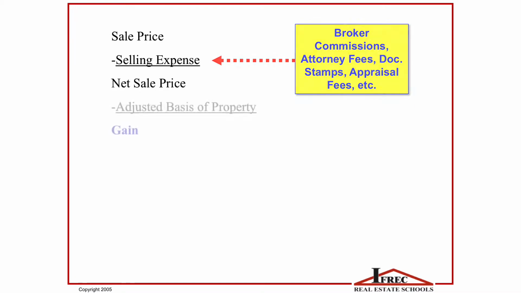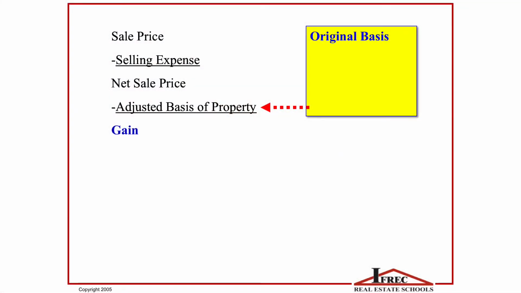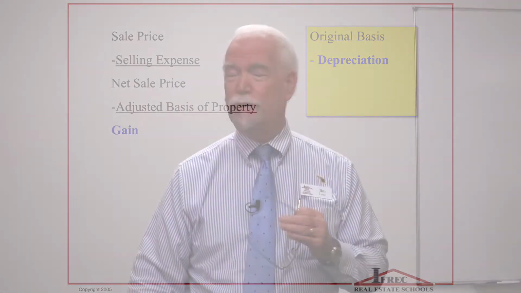The gain on the property is the differential between the net sales price and something called the adjusted basis of the property. As we mentioned in a previous video, one of the advantages of having investment property is the ability to shelter income by taking a depreciation or cost recovery deduction each year. That is what moves the original basis of the property down. So as far as the IRS is concerned, every year that you take that depreciation deduction, your property will be reduced in value by the amount of that depreciation.